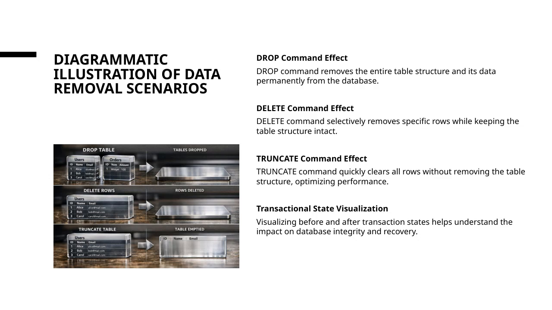The truncate command works differently by quickly clearing all rows from the table while preserving the table structure, optimizing performance for bulk deletion. This is depicted in the bottom part where the table is empty but still present. Visualizing these before and after states helps clarify the impact each command has on database integrity and recovery options.